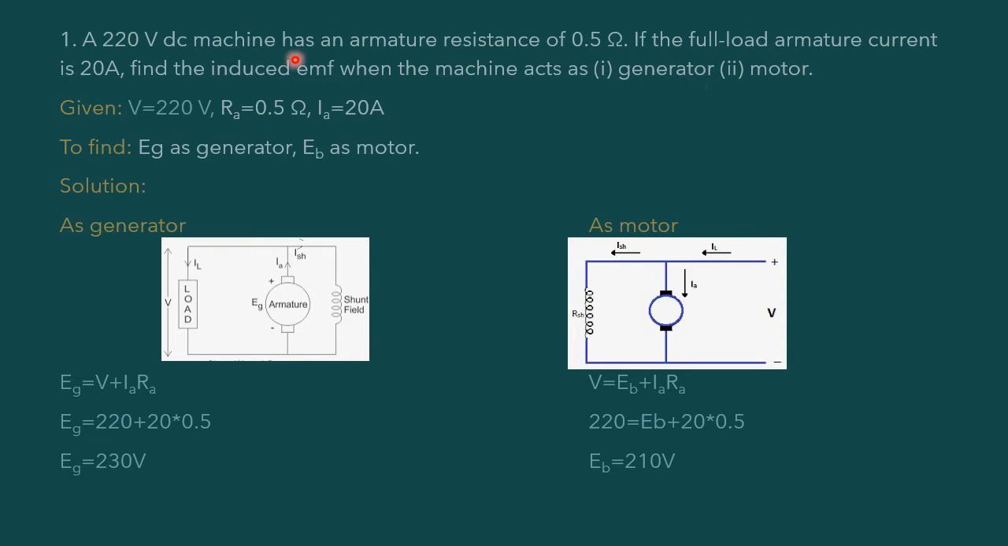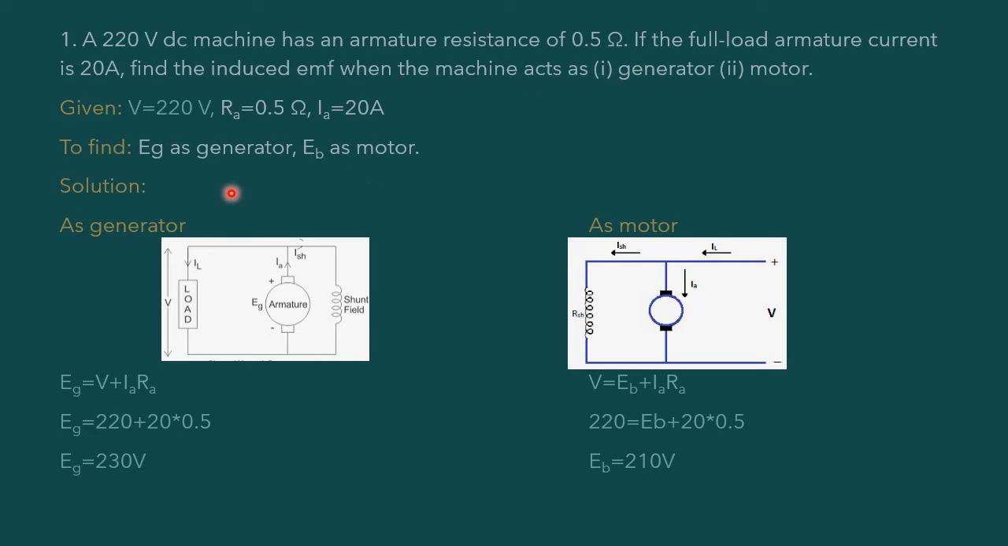So here it is given as a machine only. It's not mentioned whether it is a generator or motor. So when the machine acts as a generator, what is the induced EMF? In the generator, the output is electrical, and a generated EMF EG is produced. And the second one is the induced EMF when the machine acts as a motor. In the motor, the output is mechanical only, but there will be some back EMF, that is EB.